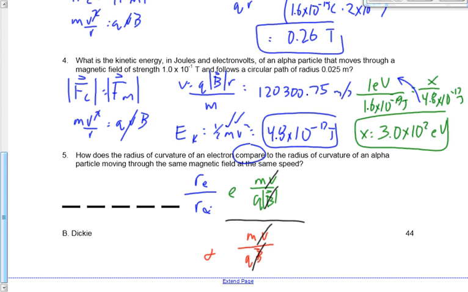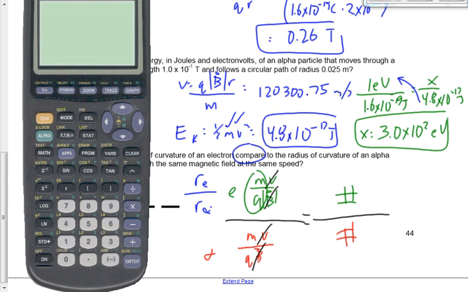So let's put these two numbers in. Get a number on the top for the ratio of mass to charge of the electron. And now let's calculate m over q for the alpha particle. Get a number for that. And then once we have a number for the two of those, let's divide them. Let's do that now as a group on the calculator here.